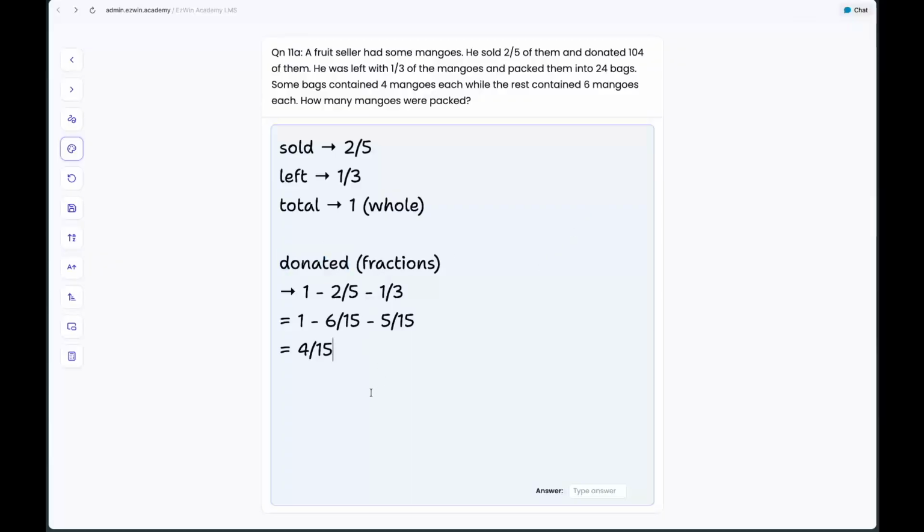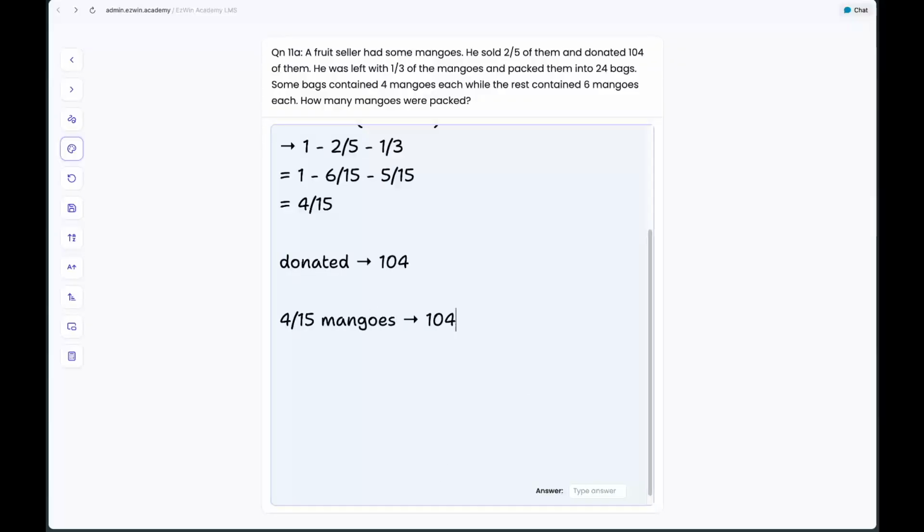We also know that donated is equal to 104, because that's what the question says. That means 4 out of 15 of the mangoes is equal to 104. Then 1 out of 15 of the mangoes will be equal to 104 divided by 4, sorry, equal to 26.